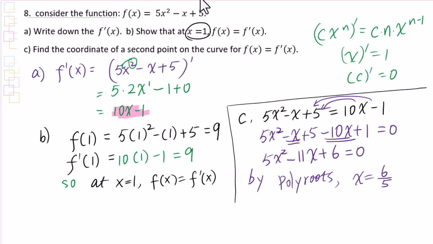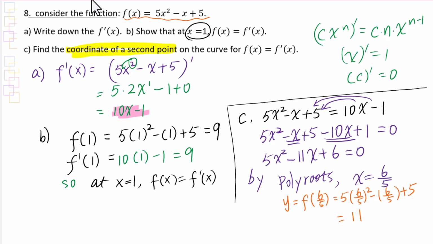Since we are looking for the coordinates of the point, we need to figure out the y coordinate. We can use f of 6 over 5 to figure out the y coordinate, which is 5 times (6 over 5) squared minus 6 over 5 plus 5. Go to calculator. We got 11. So the coordinates will be (6 over 5, 11).